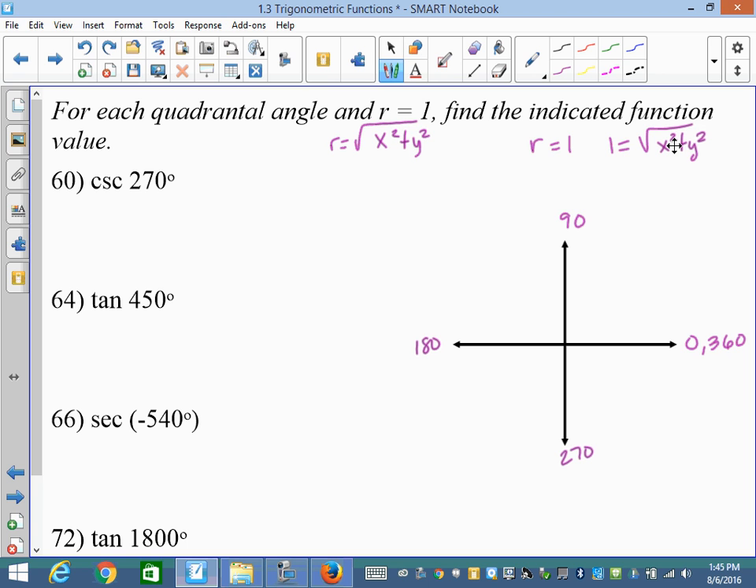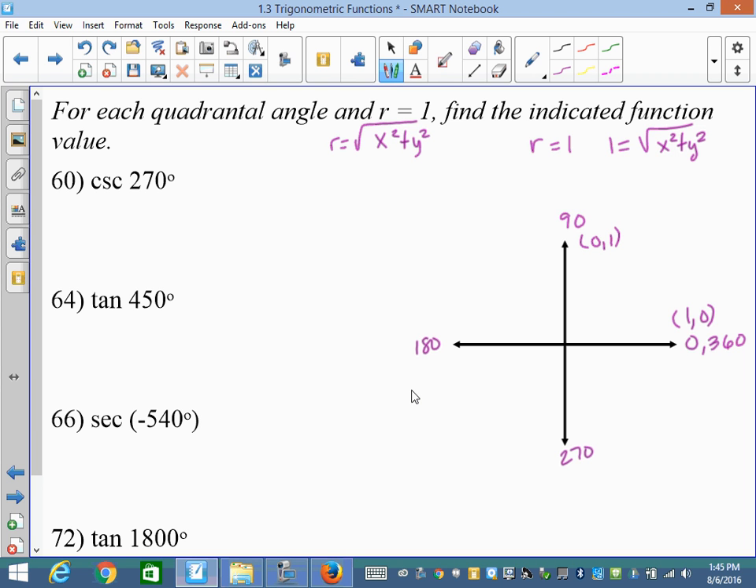I don't want you guys going, oh, it can be 1/2 and 1/2. No, because how would you square 1/2? Anyways, we're not going to go there. I'm letting you know that for our quadrantal angles, we know this point here is 1, 0. We know this point here is 0, 1.